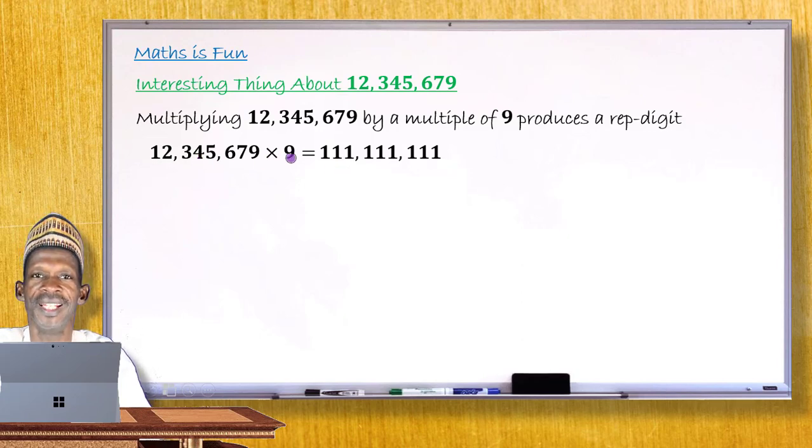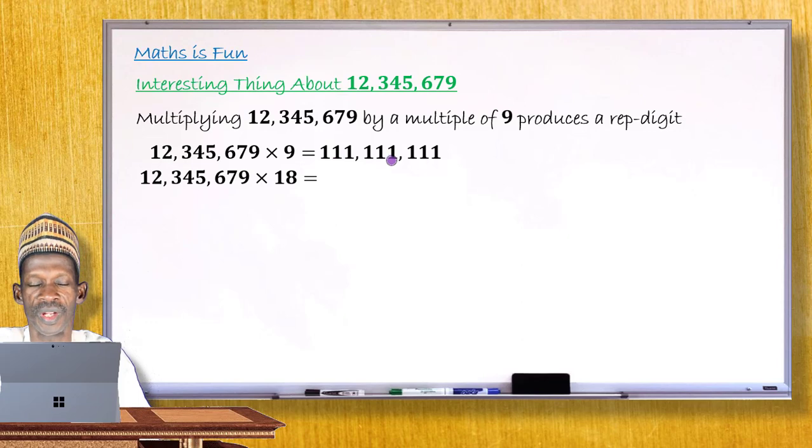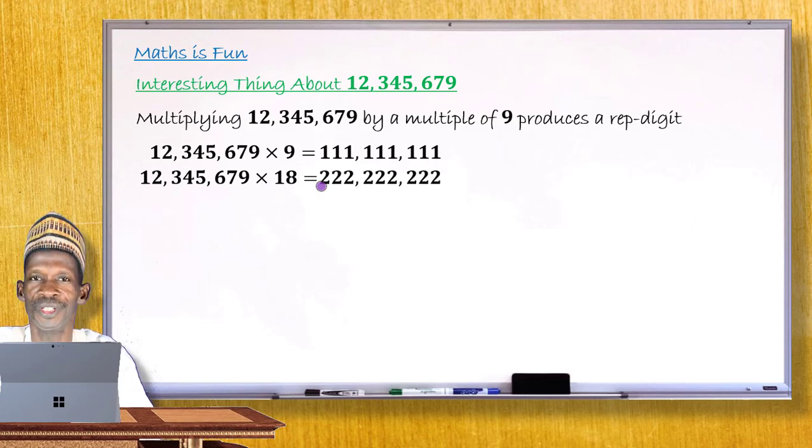If you now take another multiple of 9 and multiply the same number by that multiple of 9, let me just take 18. 18 is a multiple of 9. Multiplying this by 18, you have another repdigit, that is a result containing just the same digit. And this is what you are going to have if you use your calculator. So you have 222 million, 222,222. This is what you have.